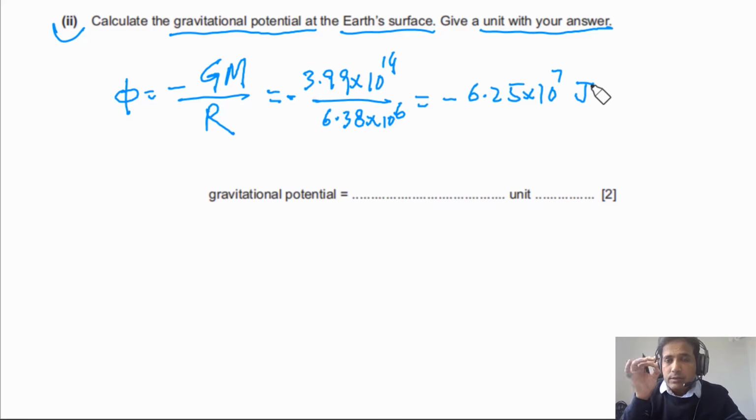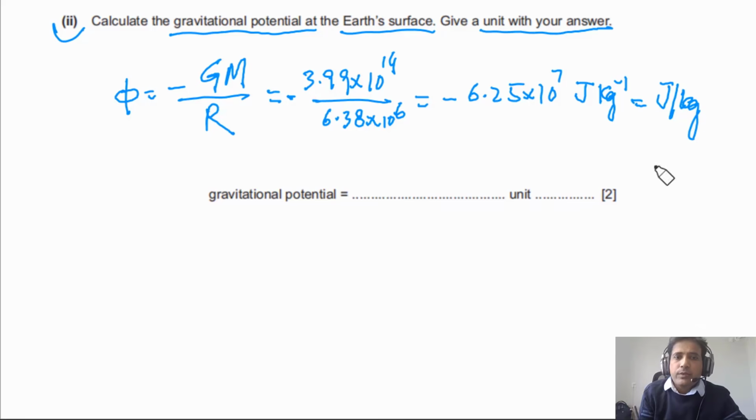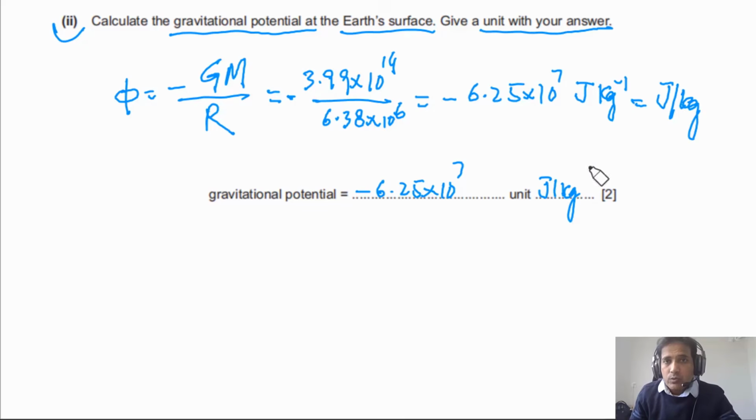And potential is the gravitational potential energy per unit mass. So the unit has to be joules per kg. So simply you can say joules per kg. So here is our final answer, negative 6.25 times 10 to 7, and here is joules per kg. So this is how you need to answer.